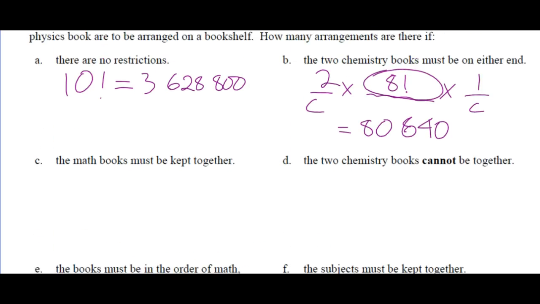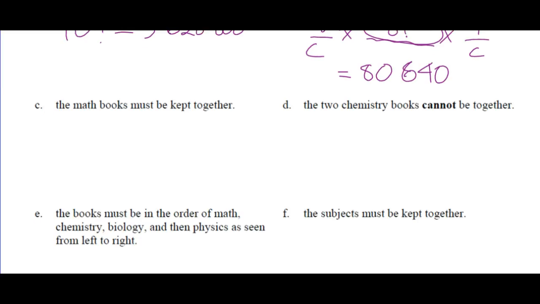The math books must be kept together because they get lonely. We stick together in math, right? It's not like chemistry, you have things that repel in chemistry, right? So there's math that's grouped together. So math books must be kept together. So how many math books do we have? 3. So here's my 3 math books, right? That's 3 factorial. How many other books are left? So there's 7 other books.